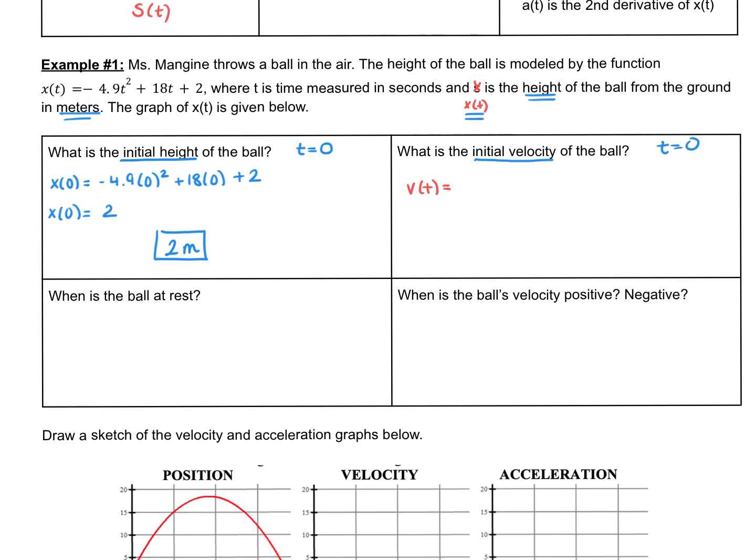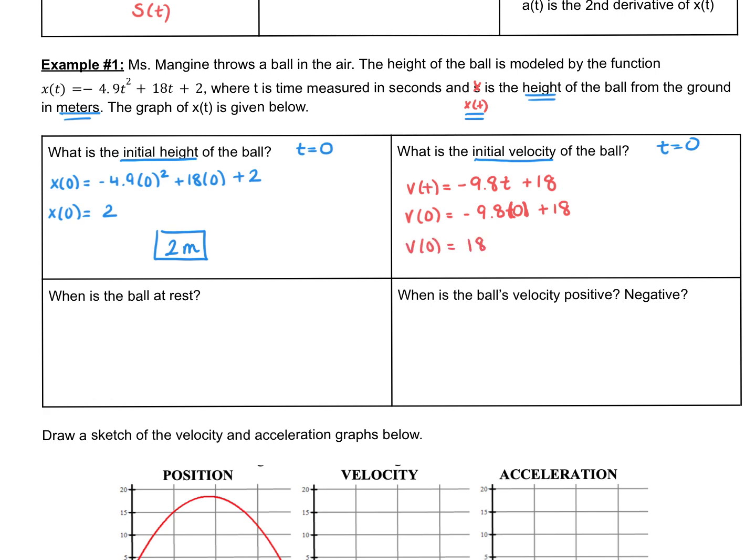So negative 4.9 times 2, that'll give you negative 9.8, and decrease the power by 1. So 2 minus 1 is 1. And the derivative of 18t is just 18. And the derivative of 2 is nothing. So that's my velocity function. We're going to plug 0 in now. So negative 9.8 times 0, plus 18. This time the 0 term goes away, so my v of 0 is just 18.